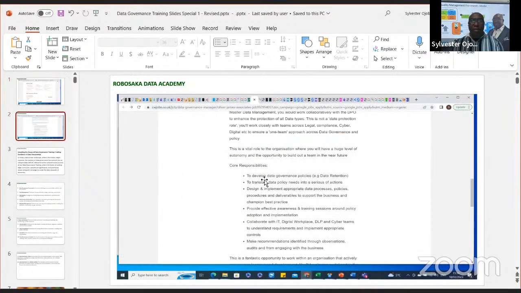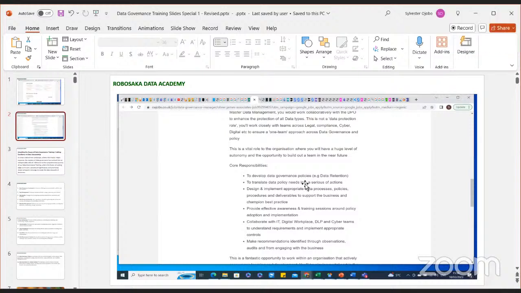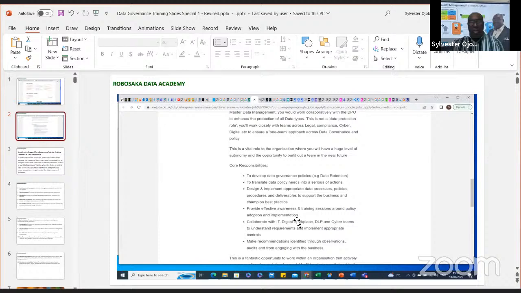And look at what they ask to develop data governance. Can you see it? Data governance policy. Data policy needs into a serious action. That implementation in practice. Design and implement appropriate data processes, policies, procedures. You'll be hearing of all these things. Isn't it so?